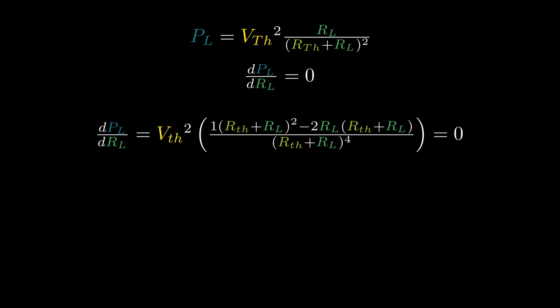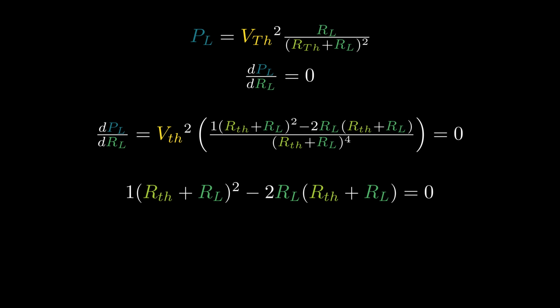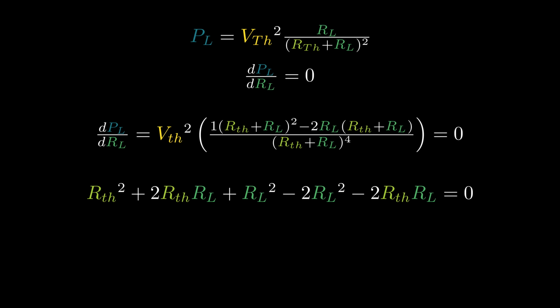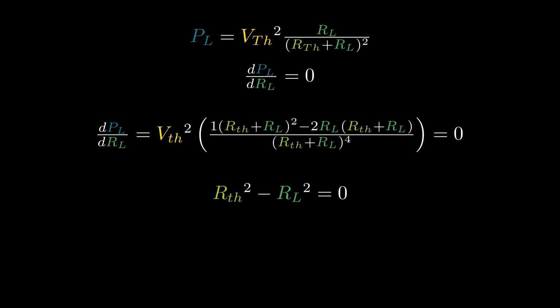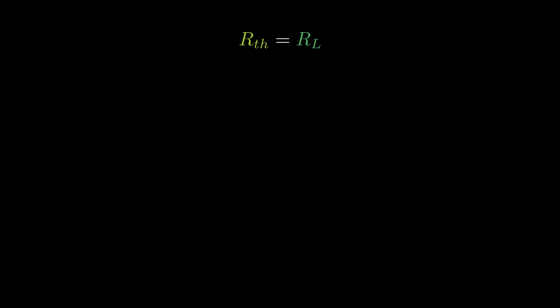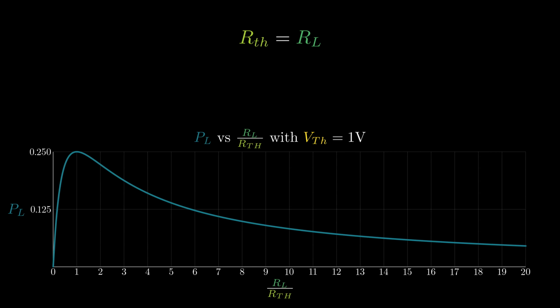But remember, our goal is to find a value of RL that causes the equation to equal 0. One shortcut we can take is to consider just the numerator, as if the numerator equals 0, the entire equation equals 0. Moving through the algebra, eventually we get RL equals RTH. This agrees with our original plot, where visually the maximum PL is when RL equals RTH.